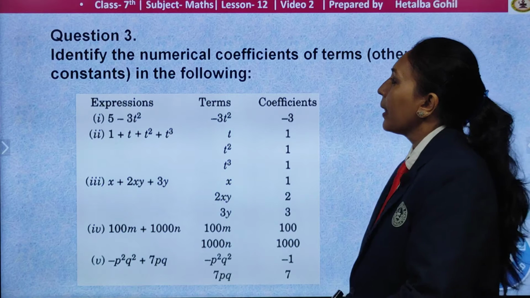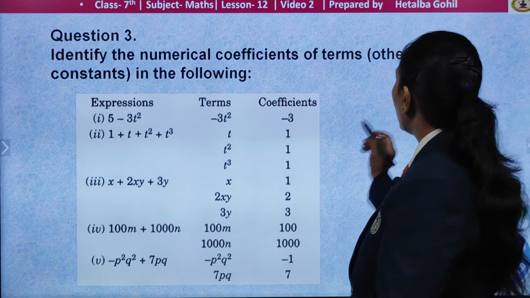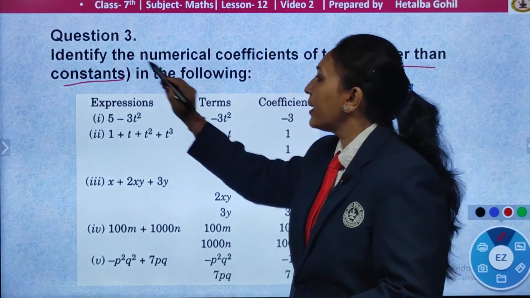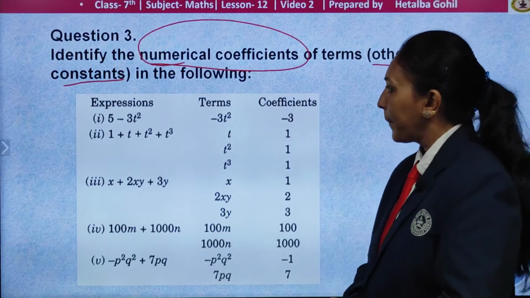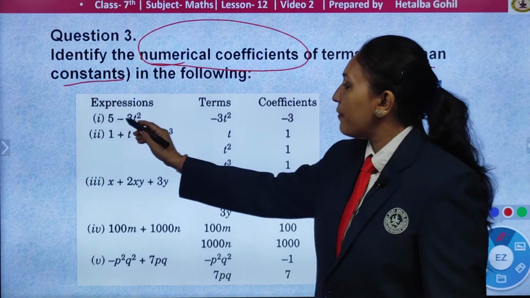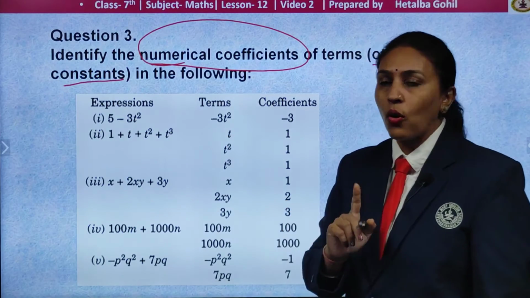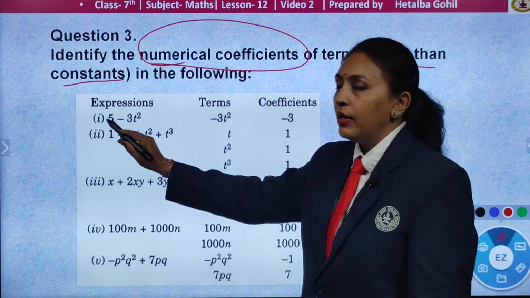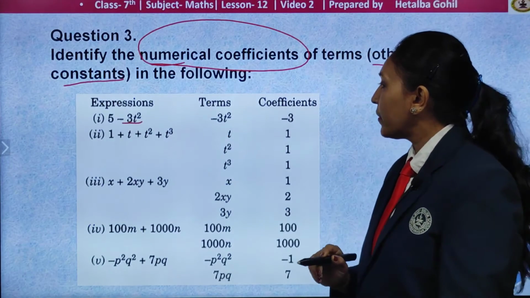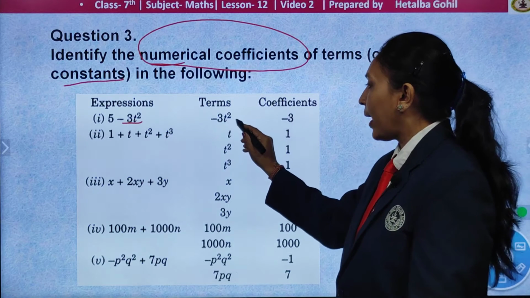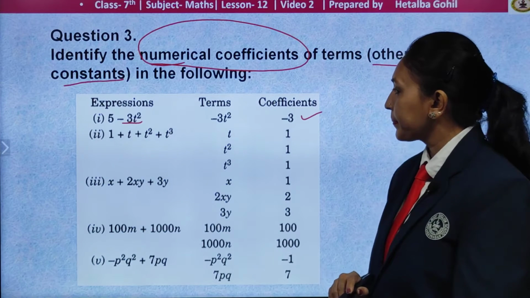Question number 3. Identify the numerical coefficient of the terms other than constants. You don't have to consider constant numbers here, only the numerical coefficients are to be taken. The first we have here is 5 minus 3t square. As told to us in the question, you are not going to take the constant. So 5 we are not taking, though it is a number. So the only term we have here is minus 3t square, which has the numerical coefficient minus 3.